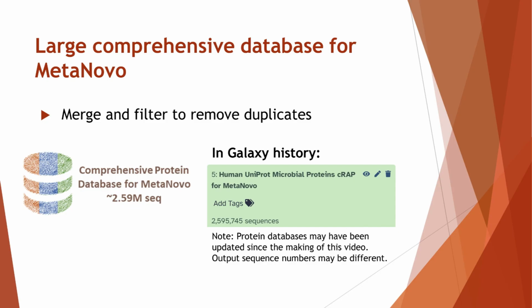Now let's talk about the workflow in more detail. First up is the large comprehensive database for Metaproteomics. We provided 3 separate protein sequence databases, and we will merge and filter these sequences to obtain a large comprehensive database for Metaproteomics. As you can see, the number of total sequences will have gone down because we have filtered out duplicates. However, the size of this database is still in the millions of sequences, which many tools cannot handle. Therefore, we need to reduce the database size.